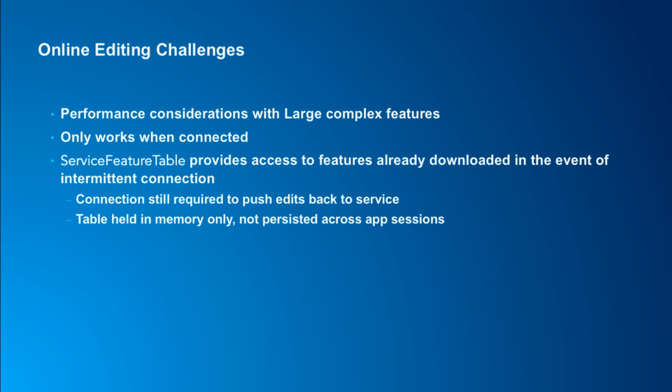Just a quick overview of some of the challenges related to online editing. You can have performance issues if you're working with extremely large geometries. We find the coastline of Alaska seems to be quite a large data set if it's relatively accurate, and that sometimes can give you memory problems. So you do need to think about the features that you're editing. Obviously, it only works when it's connected. Service feature table does allow you to get around some of these connectivity issues, but you can't get over the fact that you're going to need a solid connection at some point to push it back to the service.